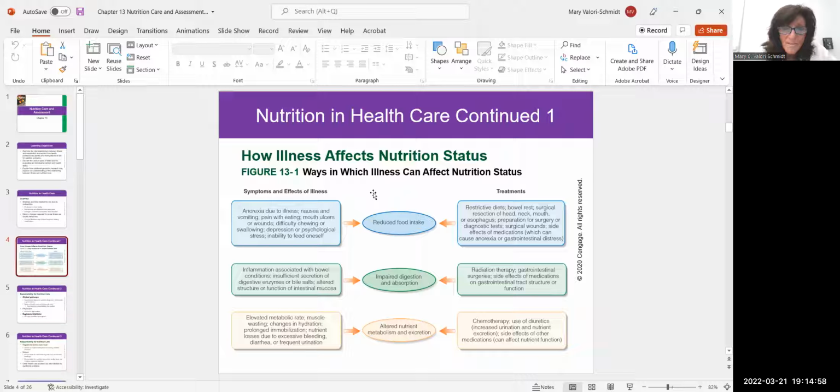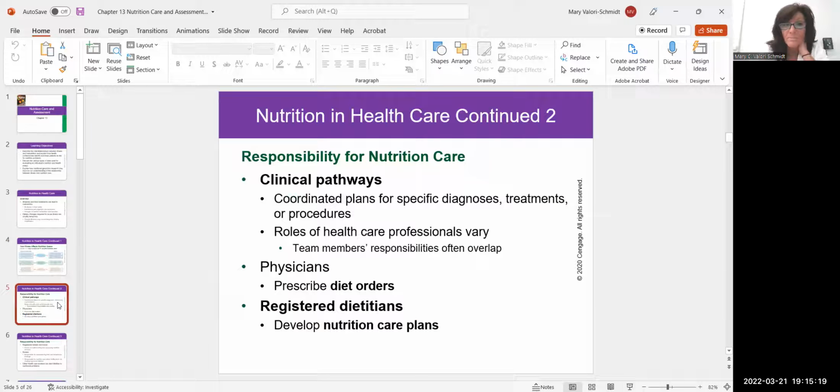So in other words, prolonged immobilization is not metabolic, but it can cause a metabolic problem. If you're bedridden for a lengthy period of time, that can actually alter your nutritional status because it alters your metabolic rate. It'll slow it down. So lots of different ways that nutritional status is affected by our state of health.